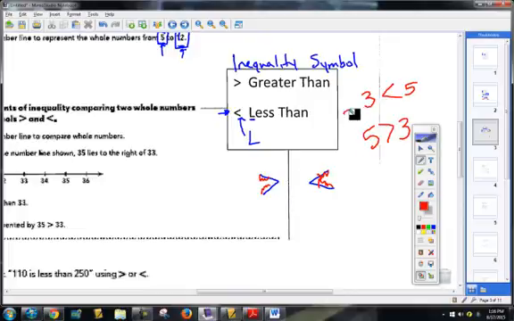But still, you should be able to read this and say, okay, that means 3 is less than 5, and 5 is greater than 3. So you do need to know those symbols.